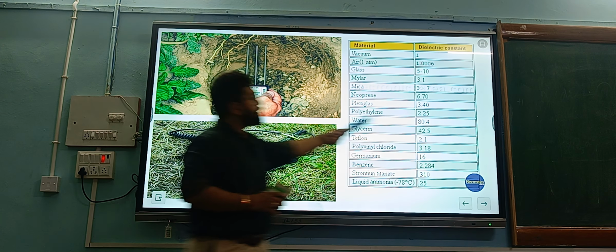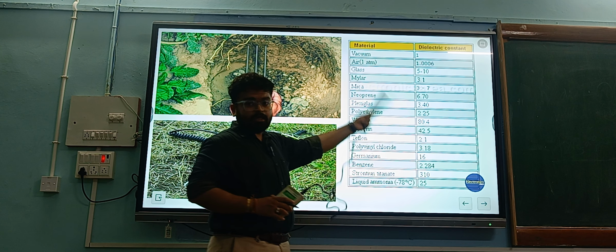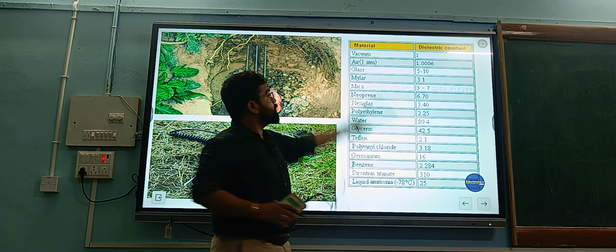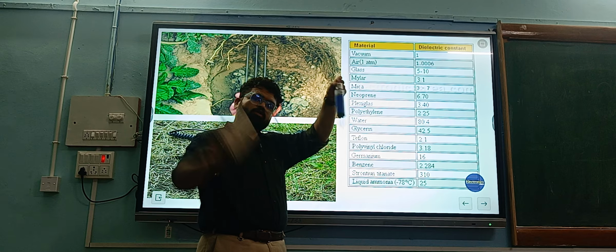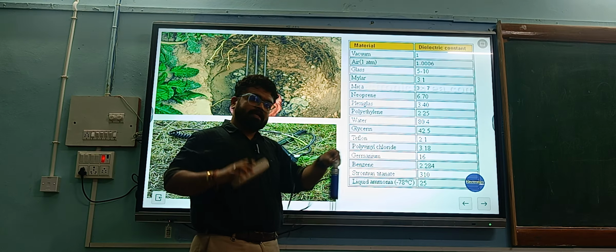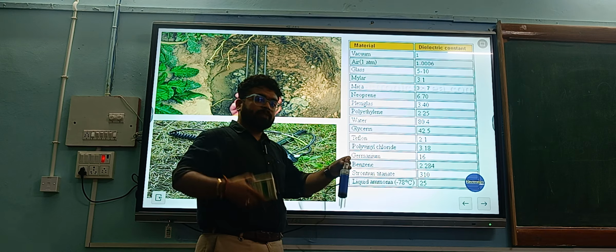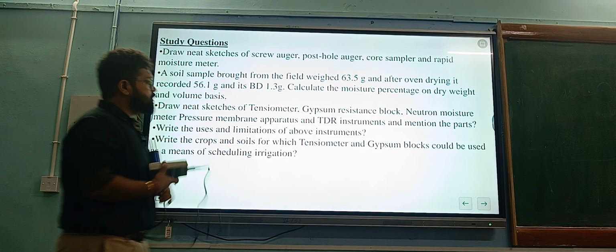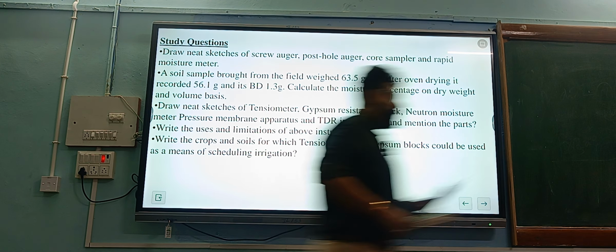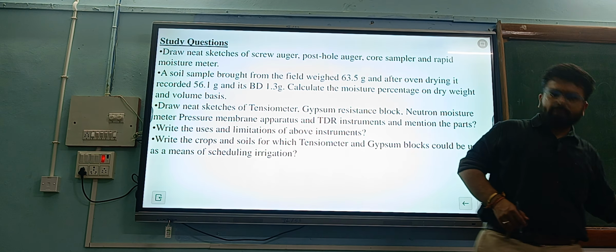The water content has a dielectric constant of about 80, and that of air is 1. So if we place the probe in air, it shows only one value. If you place it in moisture, it shows a different value based on the volume percentage. It gives you the moisture reading. So these are a few indirect methods of soil moisture measurement.